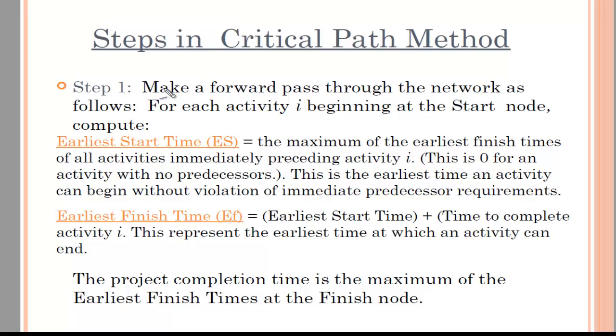Now these are the steps when we do the forward pass through the network. We start at the beginning of the start node, and then we calculate first the earliest start time. So earliest start time is the maximum of the earliest finish time. Remember, this is the finish time. The maximum of the earliest. So the beginning node, when we start our network diagram, has the earliest start time of 0 and earliest finish time of 0. You should understand that.